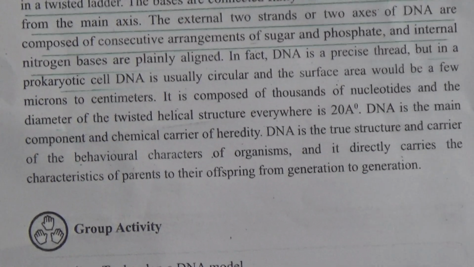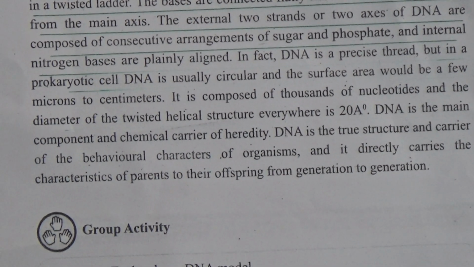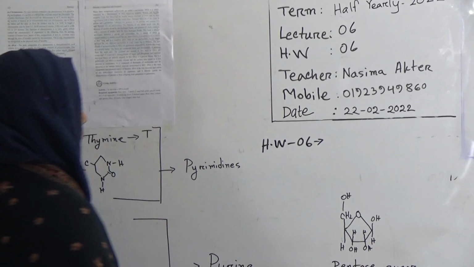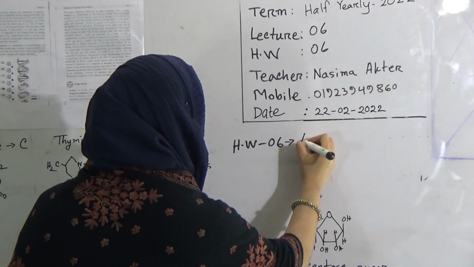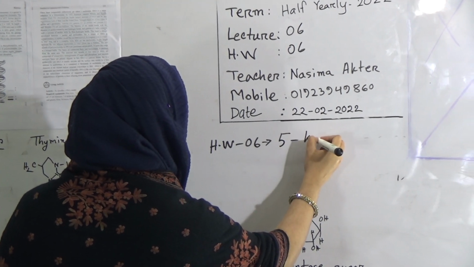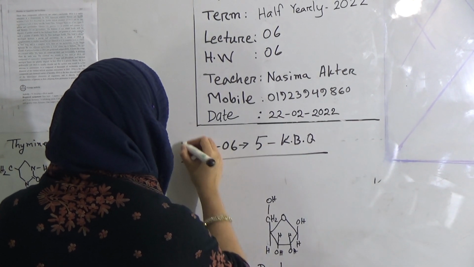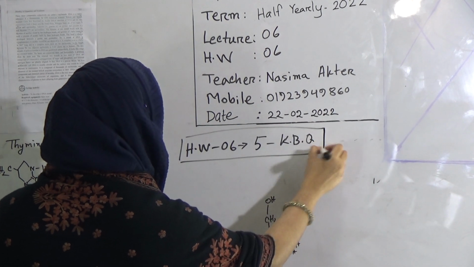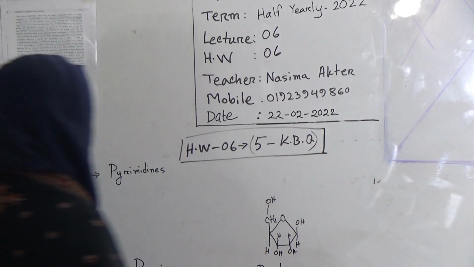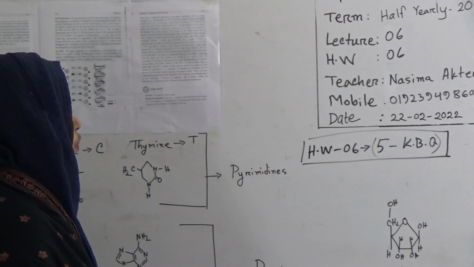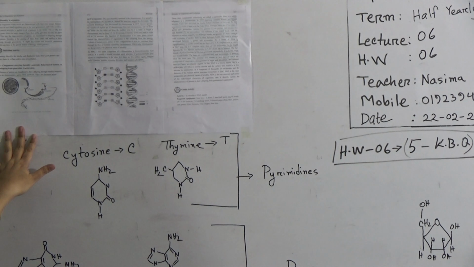Students, I have finished today's topic. Now I will give your homework. Students, your HW number will be 6, and your HW will be to make 5 knowledge-based questions and answers. HW number 6 will be to make 5 knowledge-based questions based on this topic.